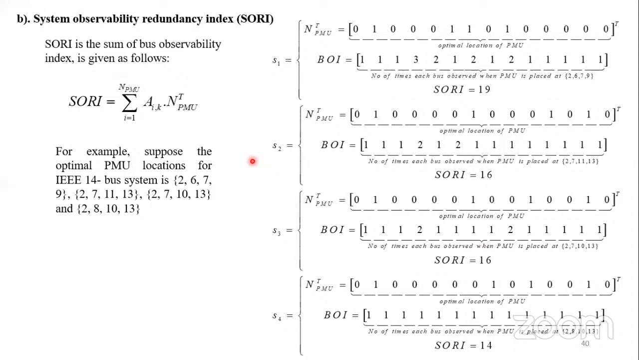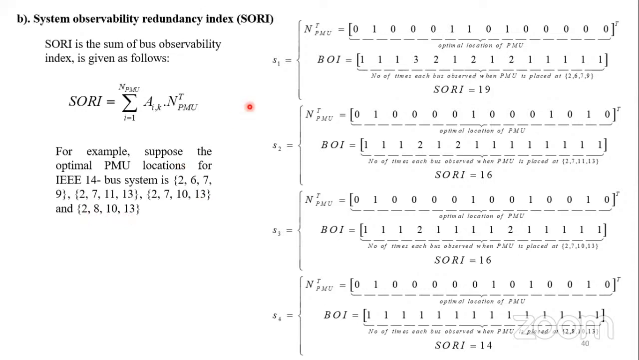I just want to tell you that the optimal PMU placement problem is a combinatorial optimization problem. It means there are multiple solutions; there is no single solution. Out of these multiple solutions, we have to choose the optimal solution. For this, we have taken the help of SORI. As you are seeing here, we have taken the assumption that 2 6 7 9 is one set, 2 7 11 13 is one set, 2 7 10 13 is set number 3, and likewise 2 8 10 13 is set number 4.